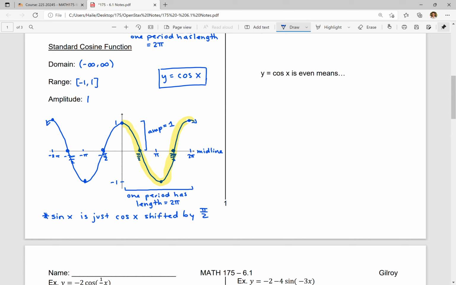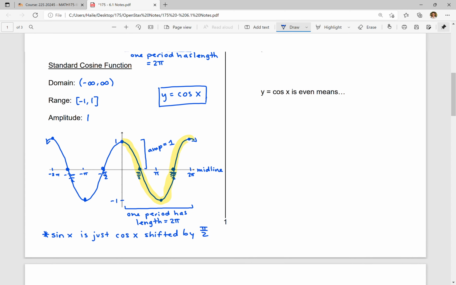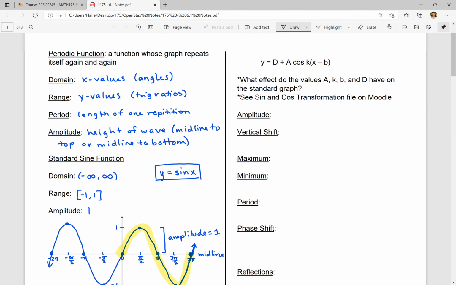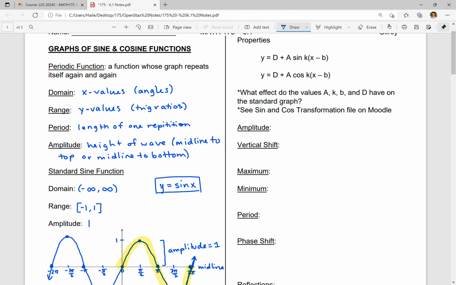Okay, so the next thing we're going to talk about is if we actually take these graphs and transform them in some way. In a previous pre-calculus or college algebra course, you probably talked about transformations, which include your vertical shifts, your horizontal shifts, stretches, shrinks, and reflections. So we're going to talk about how to do that with sine and cosine graphs.